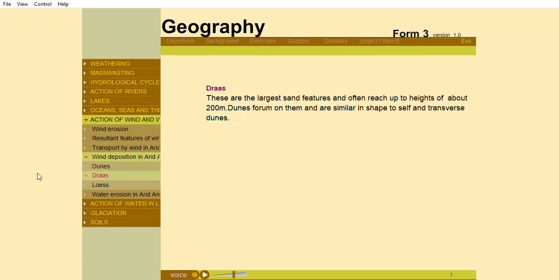Draas. These are the largest sand features and often reach heights of about 200 meters. They are similar in shape to seif and transverse dunes.